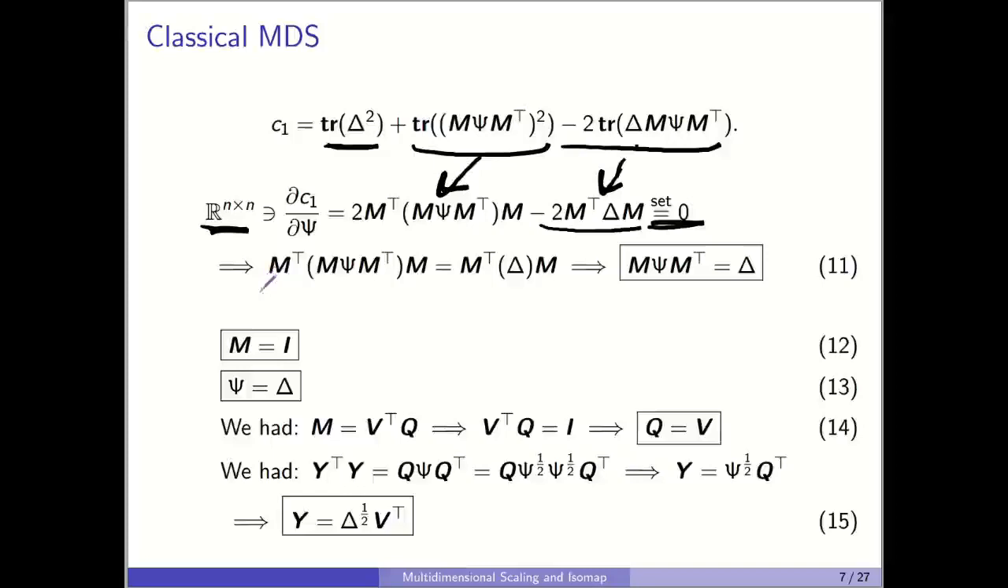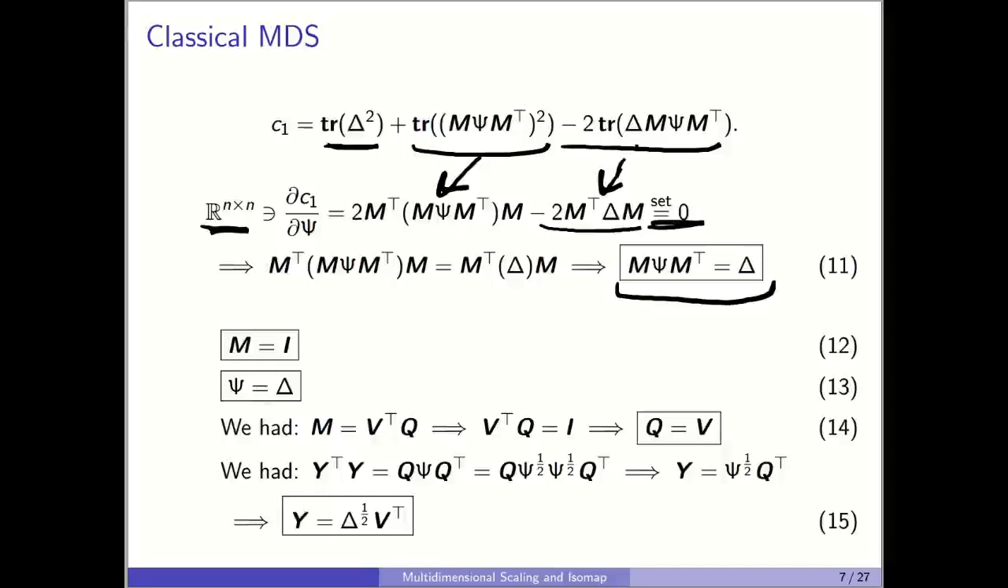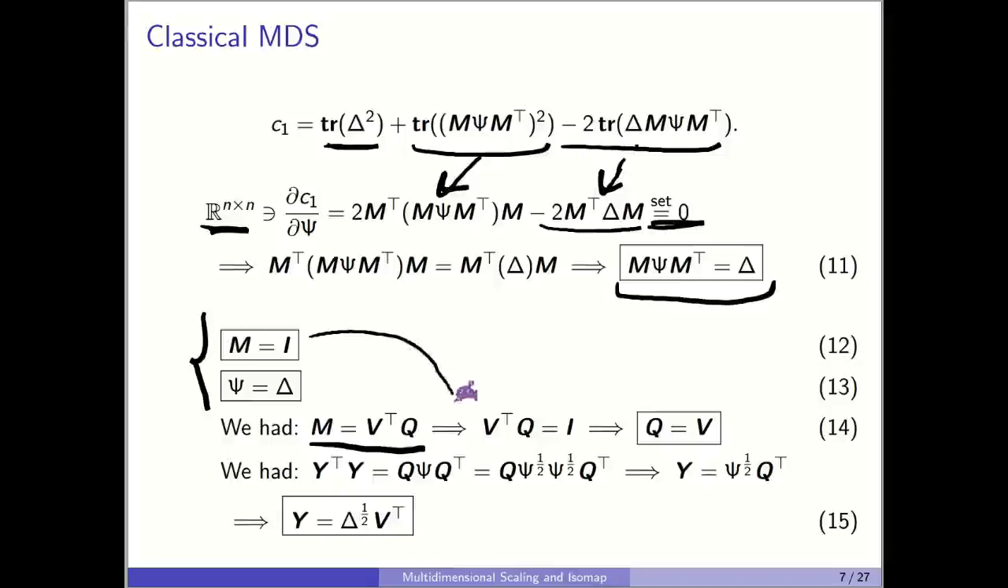So equations 10 and 11 are equal, so we can see that the solution of this optimization is equation 11. Again, one solution to this equation 11 is that we take m as the identity matrix and we take psi as delta. Do you remember in equation 7 we had m is v transpose q? So according to this equation, v transpose q is I, so q is equal to v, because v transpose v is I, v is the eigenvector, an orthogonal matrix.